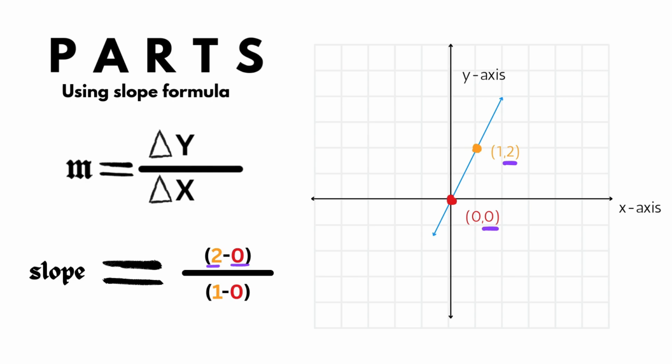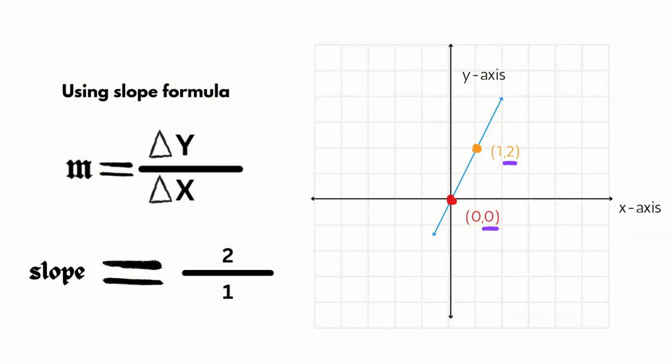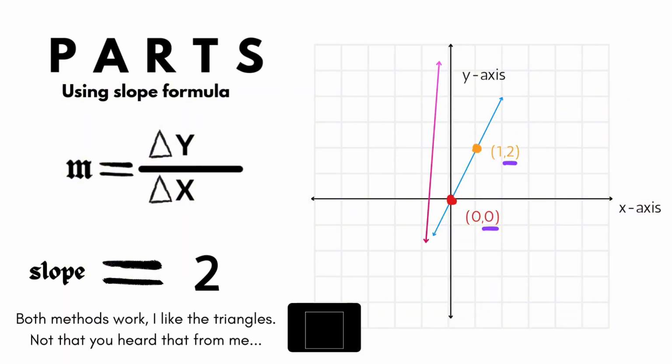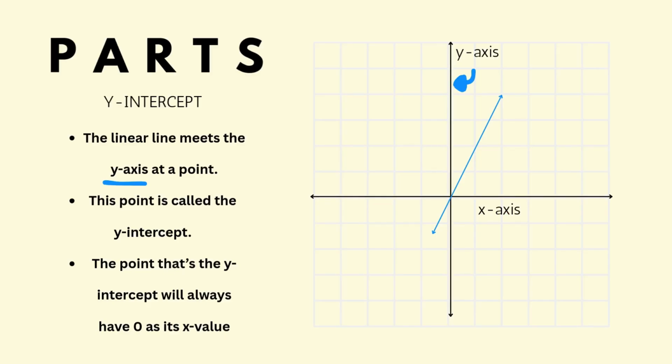Both ways work to find the slope, but it's not the best to use the rise over run method when you don't have the line graphed, the numbers are way too large to physically count, or they look like the pink line shown here. Okay, now next up is the y-intercept.